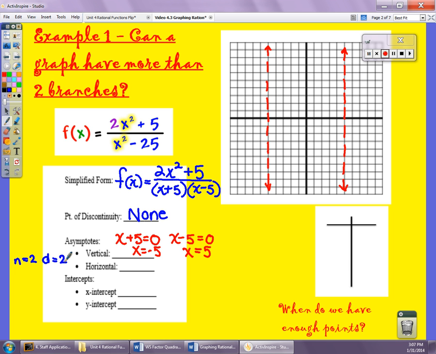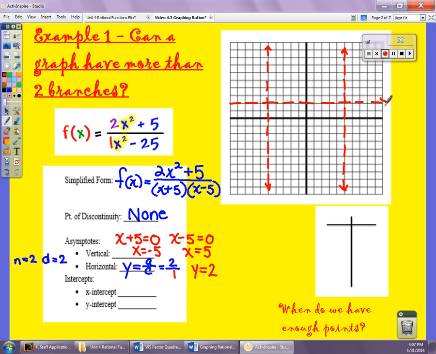In this case, they are even. And when they are even, we use the coefficients. We sometimes say y equals a over c, where a is the coefficient of the highest degree term in the numerator, in this case 2, and c is the coefficient of the highest degree term in the denominator, in this case 1. Therefore, we have a horizontal asymptote at y equals 2. Let's draw that in as well.